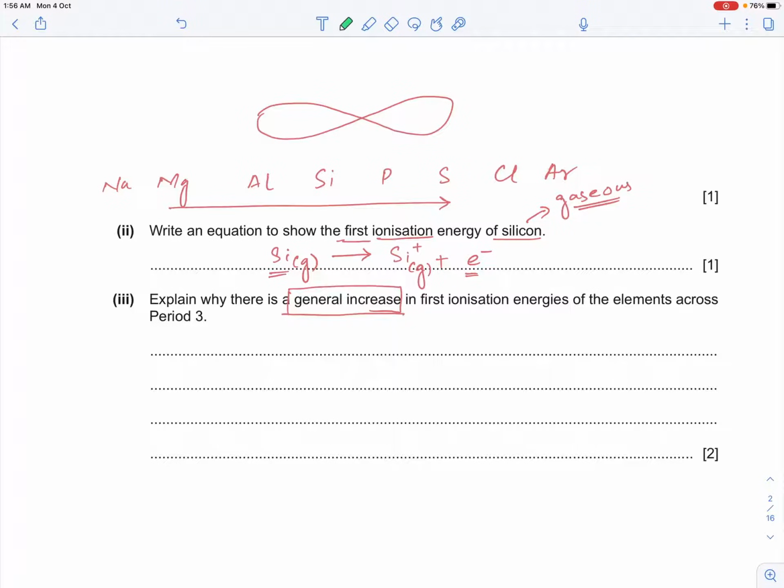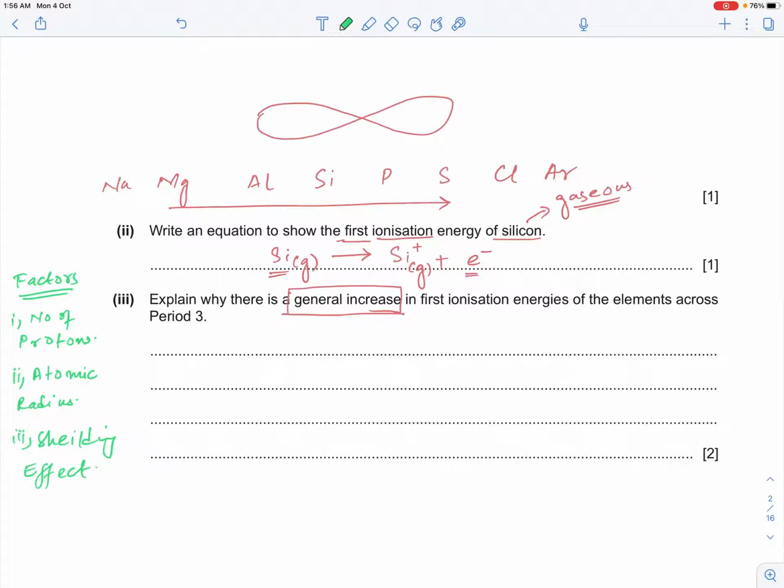The factors which affect the ionization energy: number one is nuclear charge, or the number of protons, which is directly proportional. Number two is atomic radius, which is inversely proportional. As radius increases, ionization energy decreases. And the third one is the shielding effect, or you can call it a screening effect.